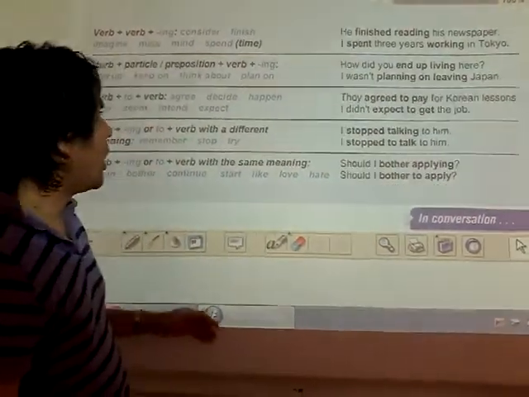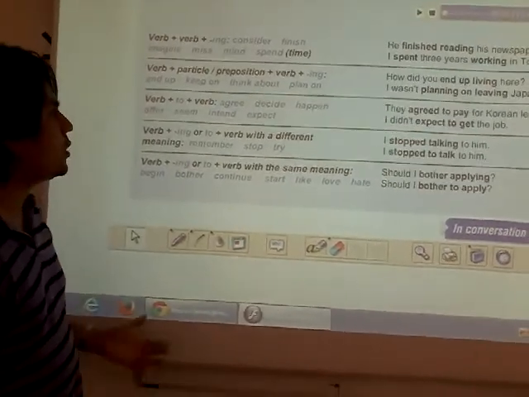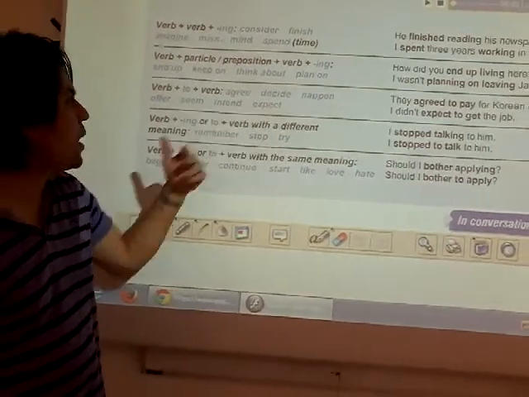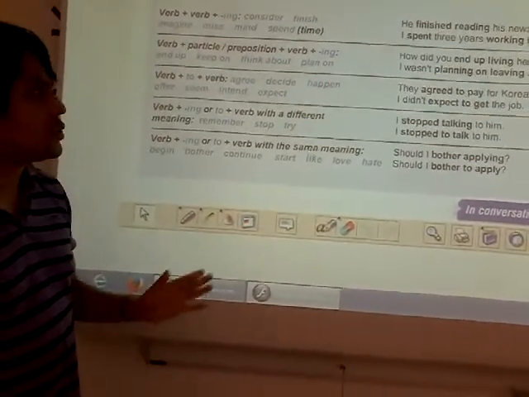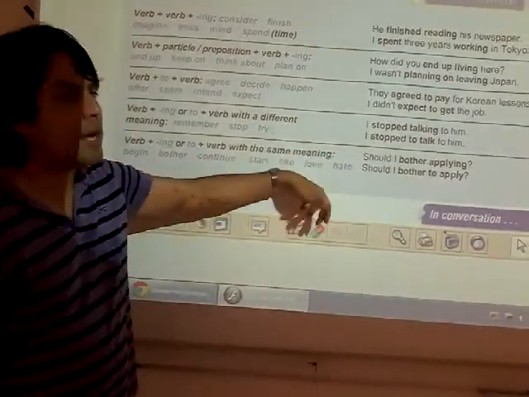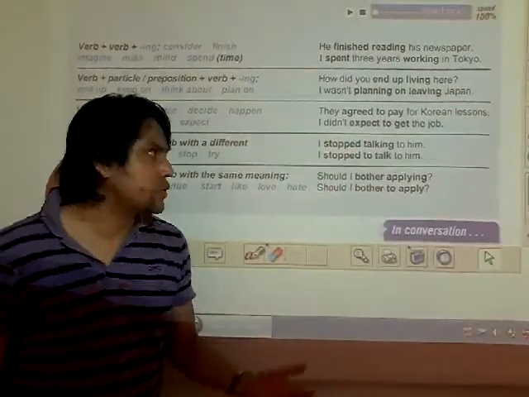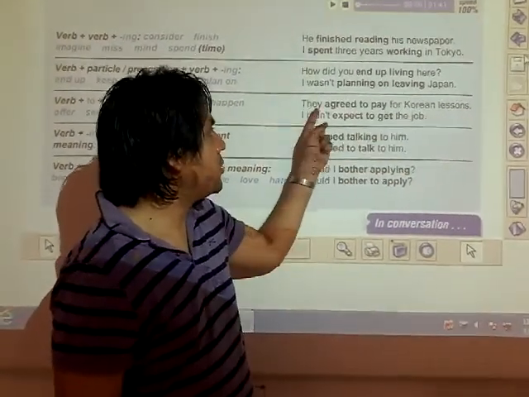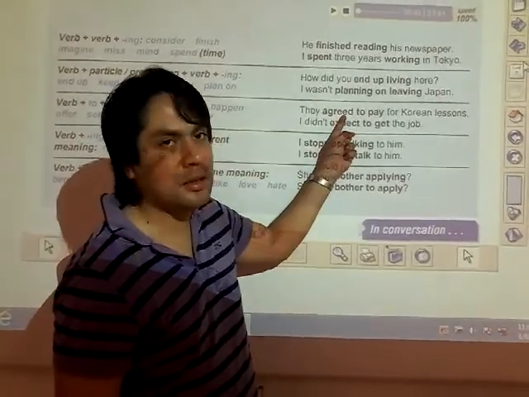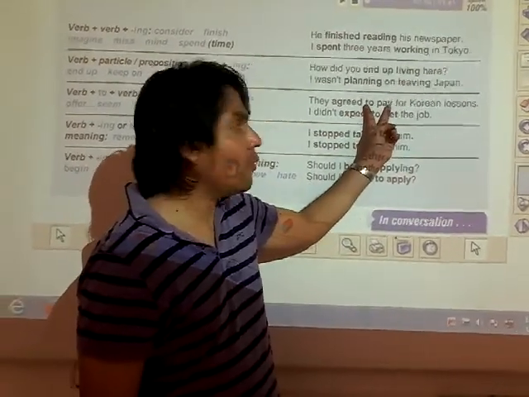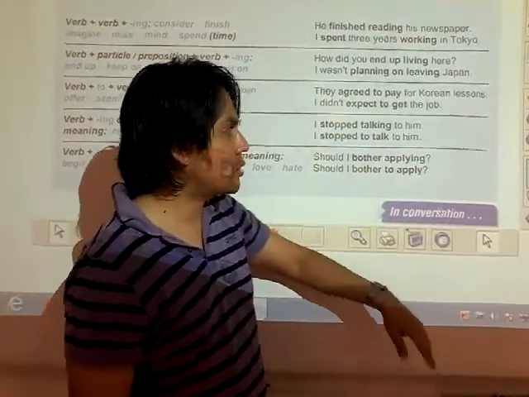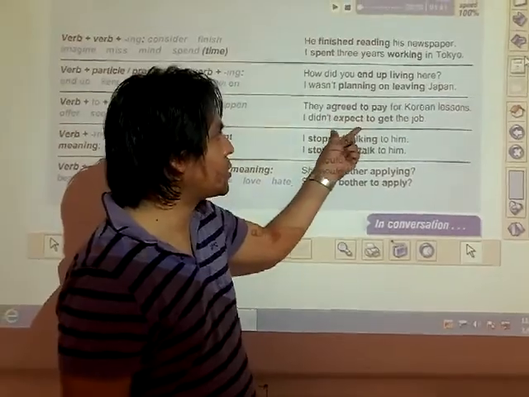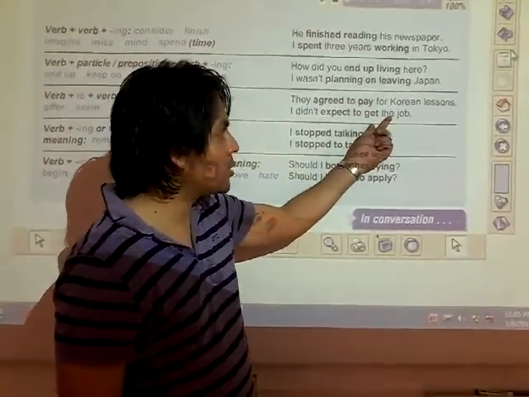Okay? Then the other class of verbs is this one. Agree, decide, happen, offer, seem, intend, expect. In this case, we always have to use the verb and then to, and then another verb. To, the infinitive. So we say, they agreed to pay for Korean lessons. They agreed, past tense, to pay, infinitive, for Korean lessons. I didn't expect to get the job.